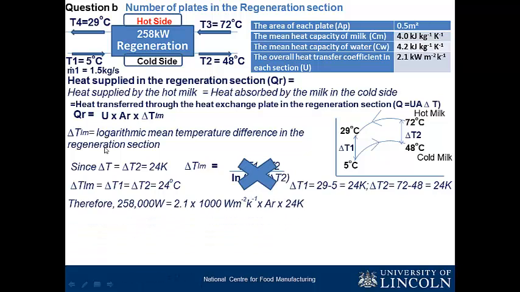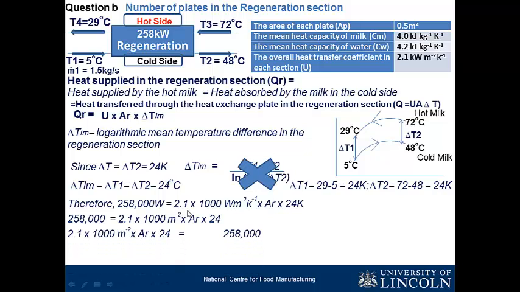So by the time we put 258,000 for QR, the overall heat transfer coefficient in the section is 2.1. But I want to convert that to watts per meter square per Kelvin, so I multiply it by 1,000. So this now turns to watts rather than kilowatts. Now multiply by AR, multiply by 24, which is the temperature difference. So you have this. I try to rearrange and cancel out all the units that I do not need.